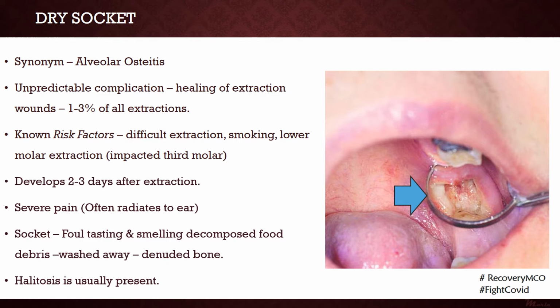As you can see in this image, the decomposed debris has been found in the extraction socket. You can see an area of denuded bone as well.